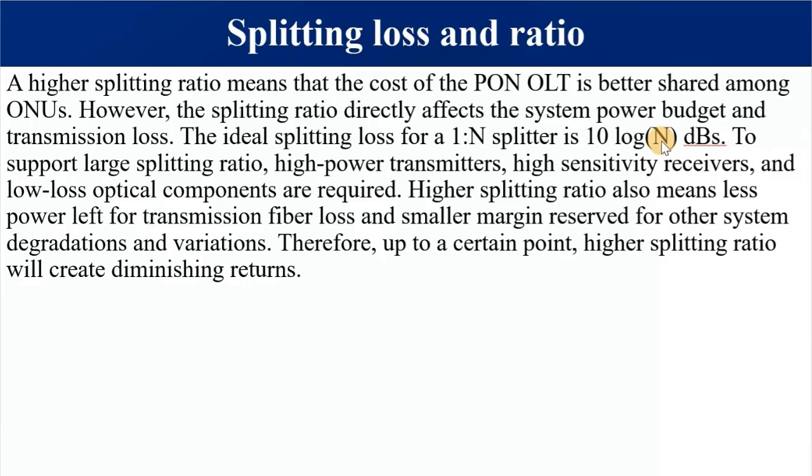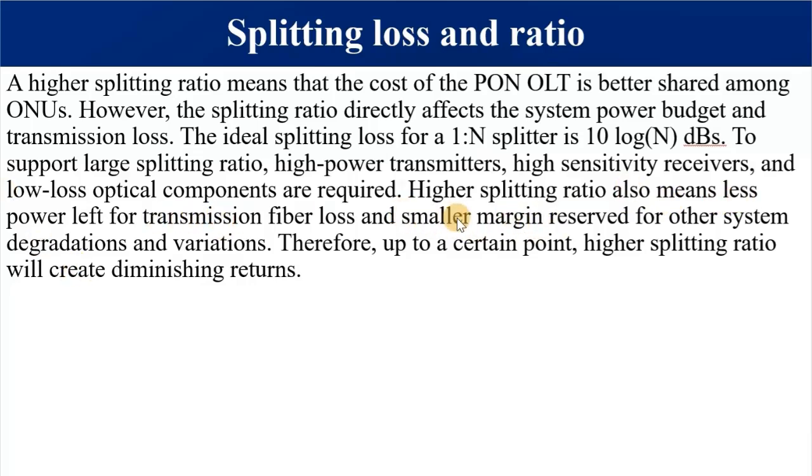to be correct. So we are saying if you use a high splitting ratio, it means you now need a high power transmitter to make up for power loss at each splitter, a high sensitivity receiver so that they are able to receive the weak signals, and also you will need low loss optical components to avoid further loss in the fiber. So we are saying a high splitting ratio also means less power left for margin.